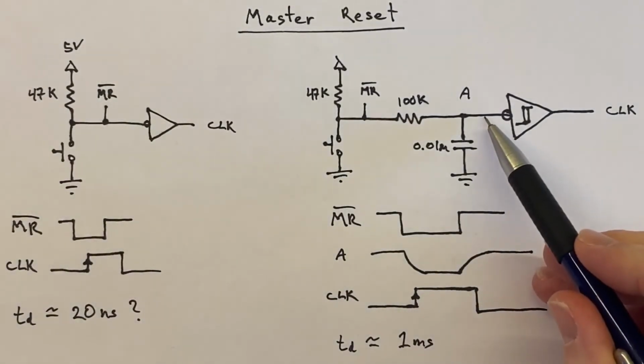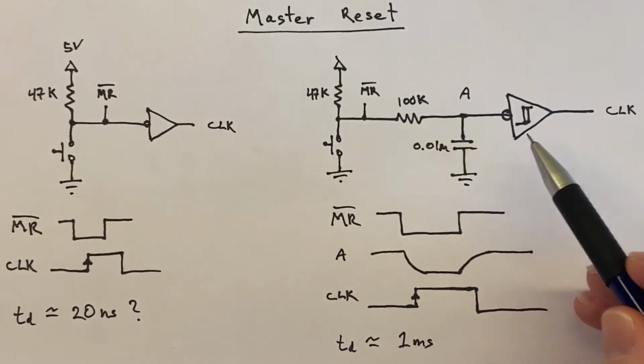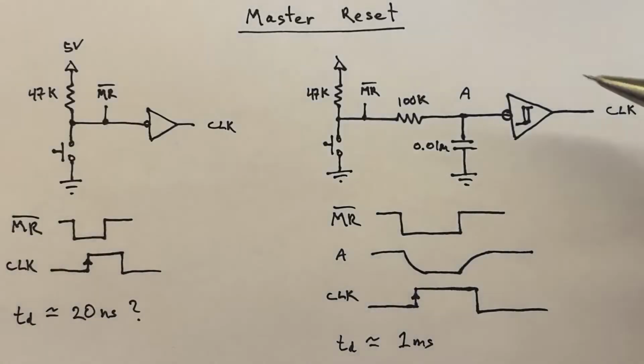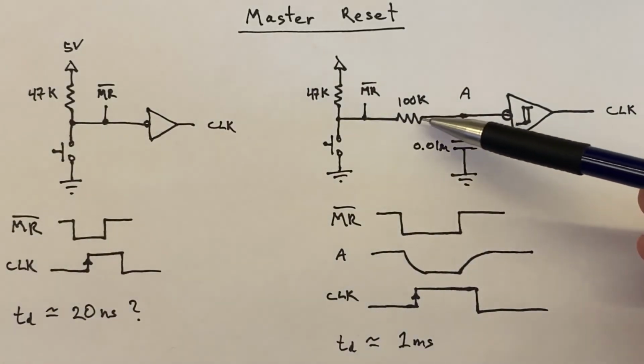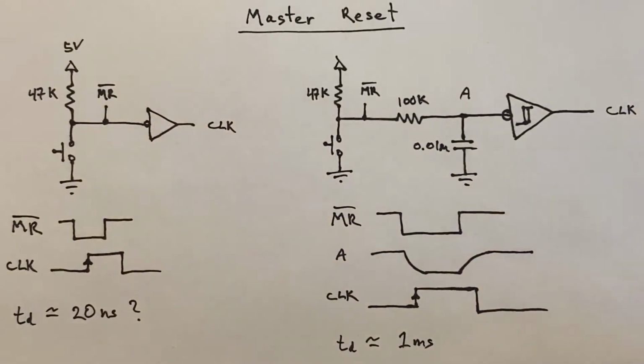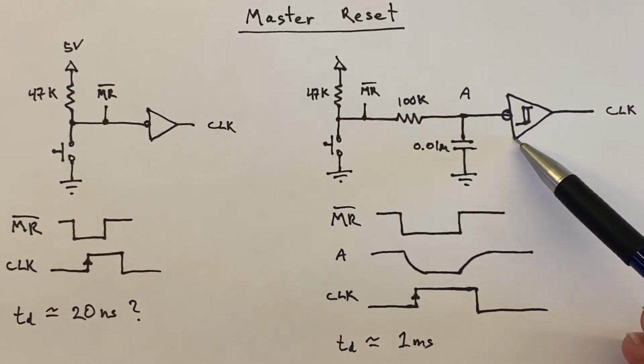And as it's dropping, we stick a little Schmitt trigger here, and basically once it reaches a certain threshold, the output is going to snap right up to high, and then we'll get our clock pulse. The timing from this negative going edge on the master reset to the clock pulse is going to be dictated by the time constant of this capacitor and resistor, which is about 1 millisecond. So we might get on the order of 1 millisecond. It depends on the hysteresis of our Schmitt trigger.